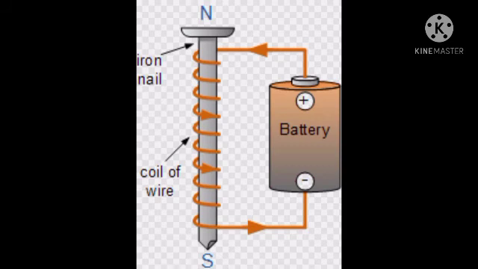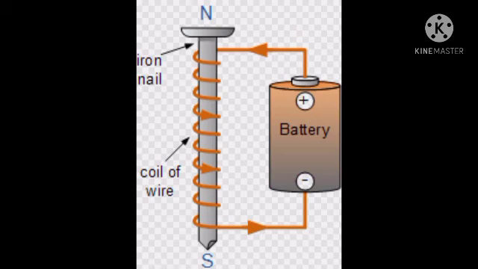Now what apparatus or materials you need is an iron nail of about 10 centimeter length, a 1 meter long insulated copper wire, a battery or cell, and pins or other magnetic objects. Now what you have to do is wrap the copper wire around that particular nail as shown in this picture on your screen. Now join both the ends of the wire to a cell.